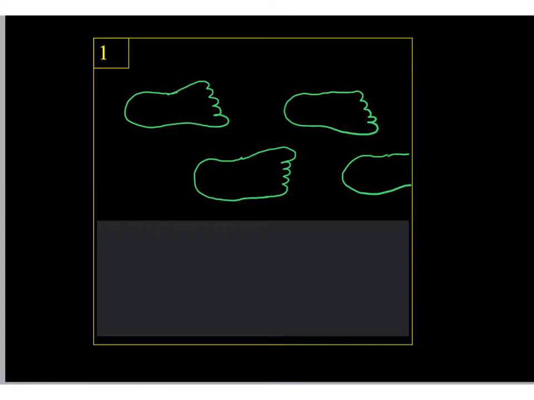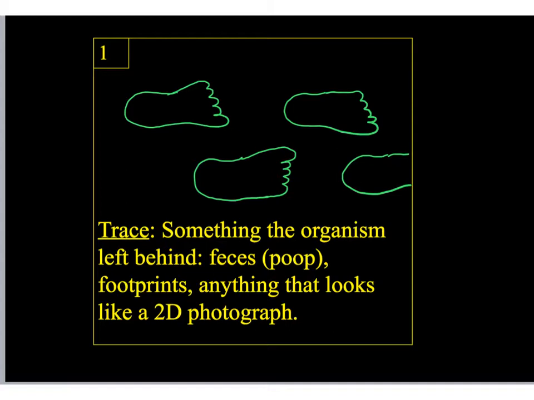And this is a type of trace fossil. A trace fossil is something the organism leaves behind, like poop, like that fossilized poop. Footprints, and this is a big one for you too: highlight, circle, star, anything that looks like a 2D photograph. We're going to see lots of examples of that in the lab, and it'll be on your quiz. You need to know anything. If it looks like a two-dimensional photo, then we're going to call it a trace.